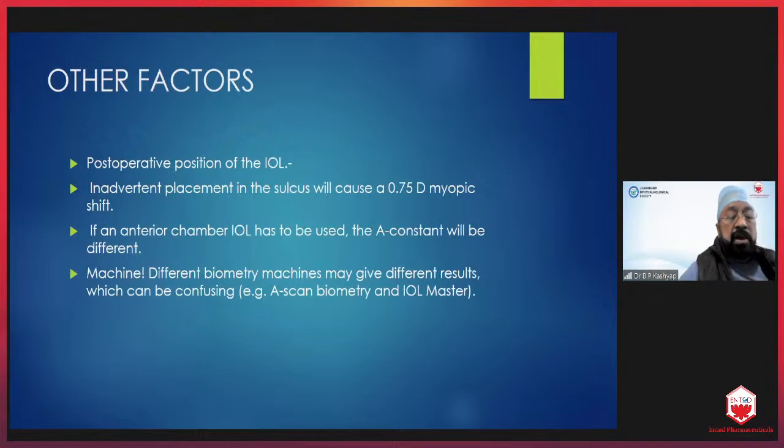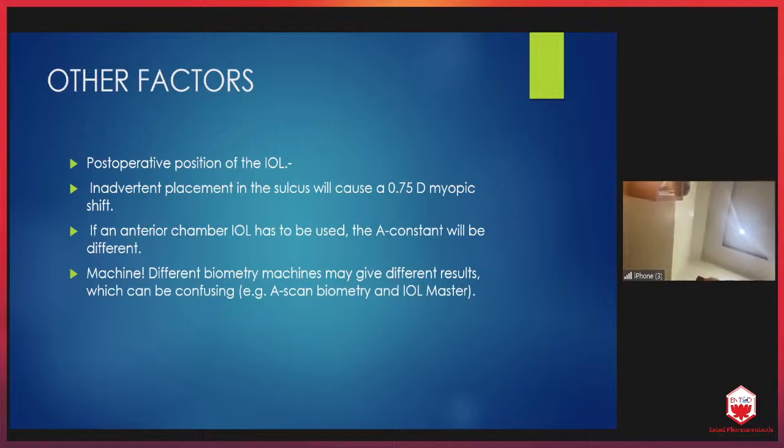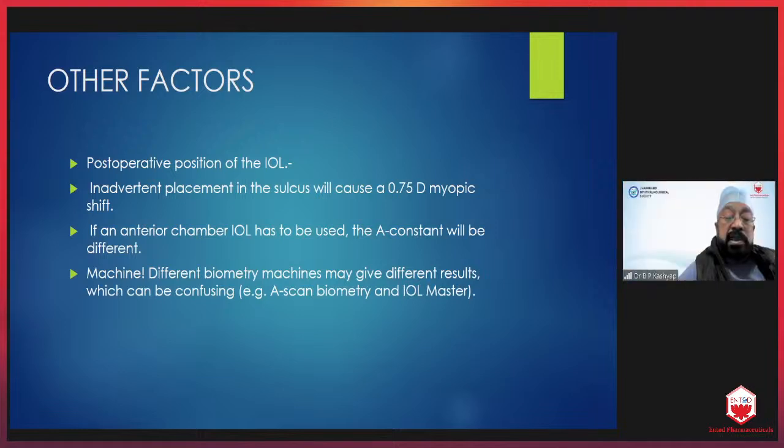After you have done the operation, ultimately the eye will come to the center of the limbus. So you'll have to see the post-operative position of the lens, which will also affect the vision of the patient. And if an anterior chamber lens has to be used, then the constant has to be different. Different biometry machines may give different results, and it can be quite confusing, like a scan biometry by one and the IL Master by another.